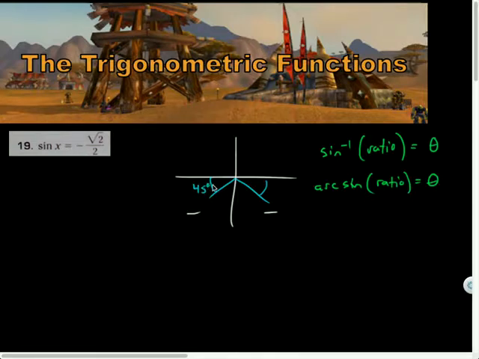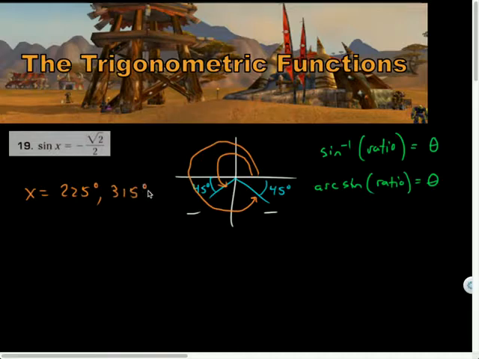So I know that my reference angle is 45 degrees. And now to figure out the actual angles for these, I'd need to find this angle and this angle, which are the two that I'm looking for. So I'm going to get x equals, well, this is 180 plus 45, so that's 225 degrees. And this is going to be 270 plus 45, or 360 minus 45, so that's going to be 315 degrees.